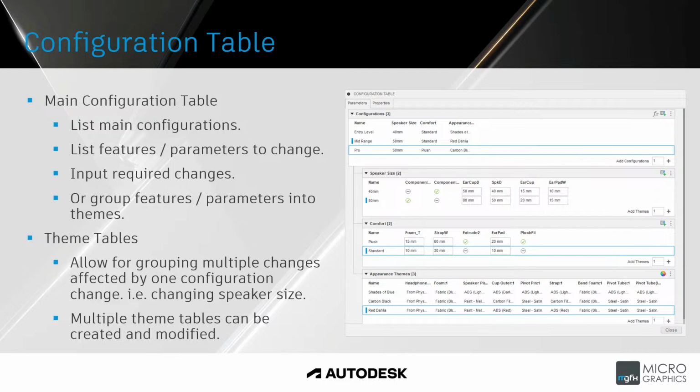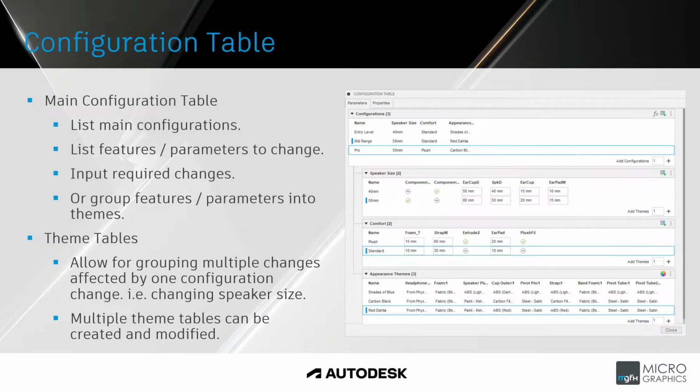And the table, we've got an example on the right hand side here, is broken up into the main configuration table that shows you your configurations that are available for the design. And then below that, I have, in this case, 3 theme tables, and those theme tables can link back into the main table. So let's have a look at the first section, the main configuration table.